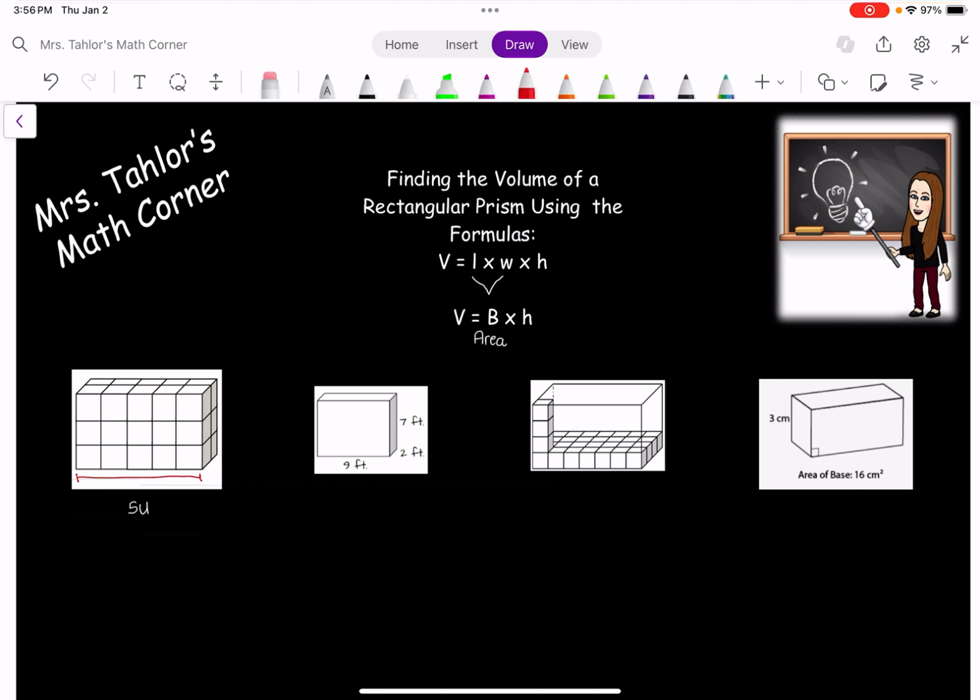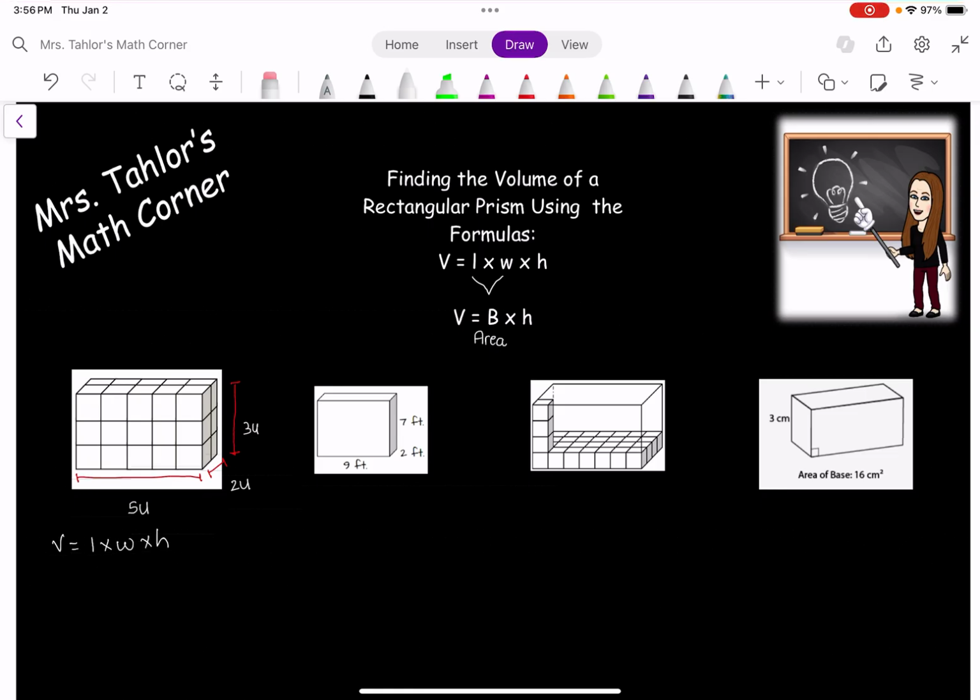The width of the rectangular prism is going to be 2 unit cubes. That can be written as 2 units. The height of the rectangular prism is going to be 3 unit cubes, and that can be written as 3 units. So now I can apply my formula of volume equals length times width times height.